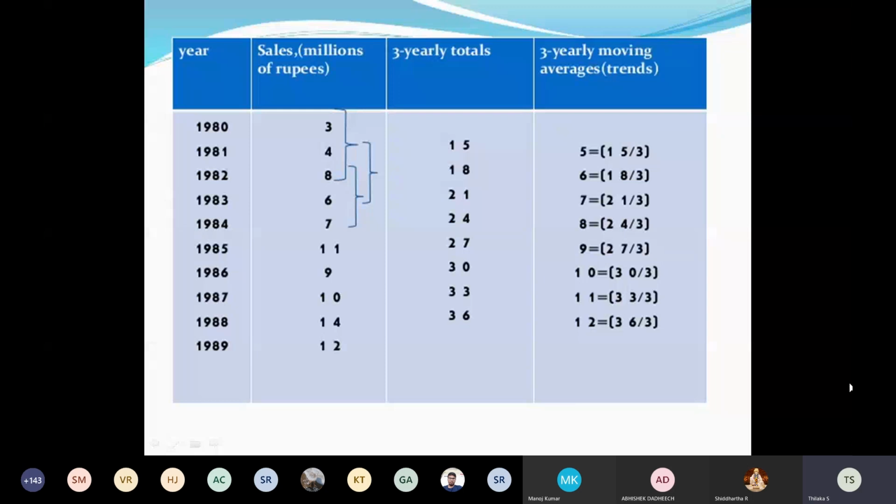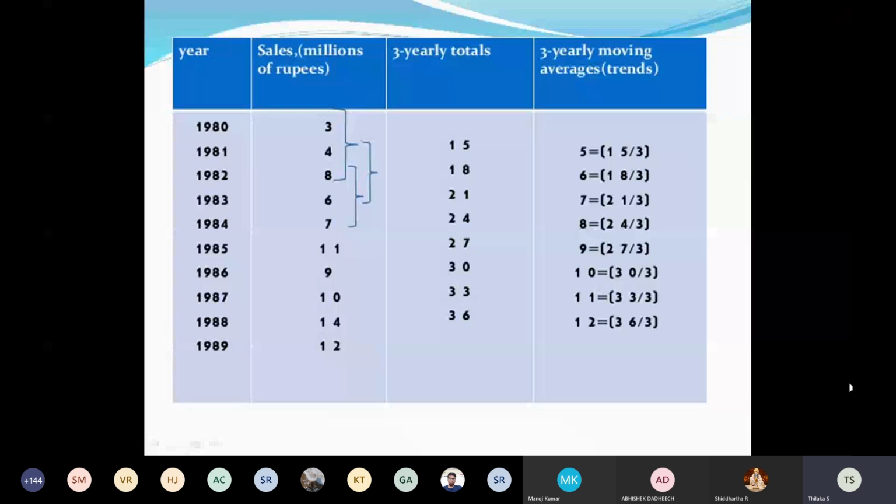The first set includes the first 3 years, that is 1980, 81 and 82. The concerned sales 3, 4, 8 are added together, and that total has to be written in the middle of the 3 years, that is on 1981. The total of the 3 numbers 3, 4, 8 is 15. So that is written in the year 1981, and the average: 15 is the total of the first 3 numbers, so 15 by 3 gives 5. That should be on the line of the year 1981.